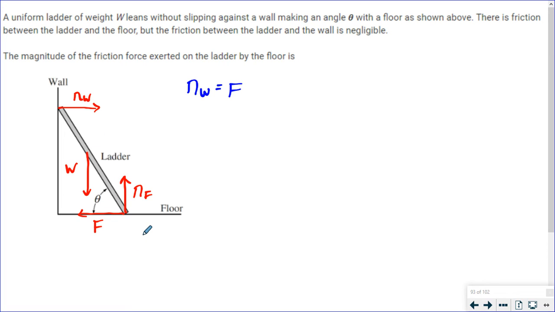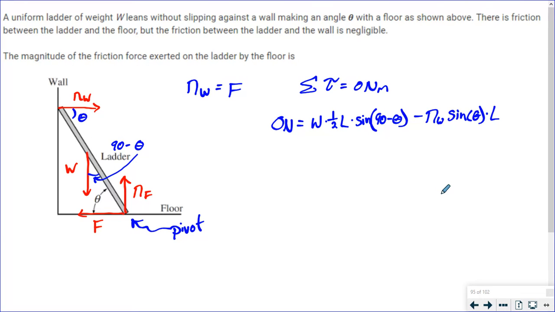And the reason is because the sum of your forces in the y or the x direction have to be equal to 0. Well, if that's true, you can simplify this problem a little bit by choosing your pivot point at the bottom. That'll eliminate two of your unknown vectors there. And then you can do torque equal to 0. And your torque equal to 0 would be the torque of both of these, your normal force of the wall and W. And that's right here.